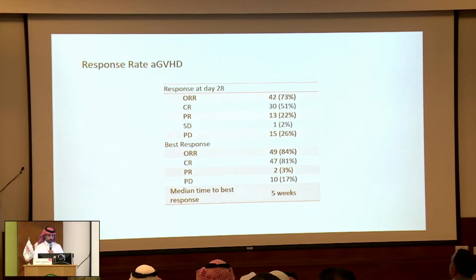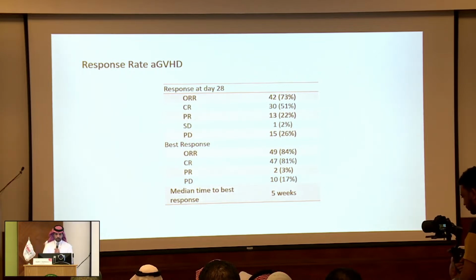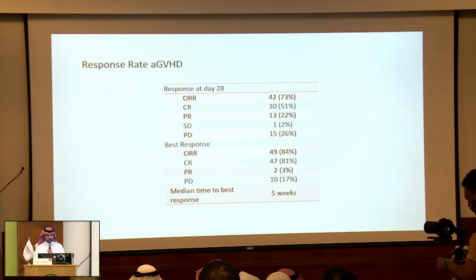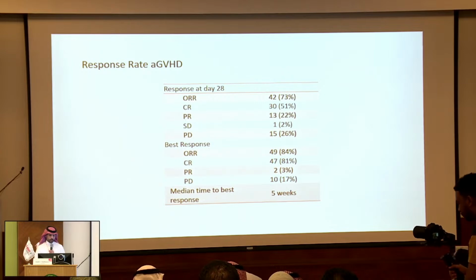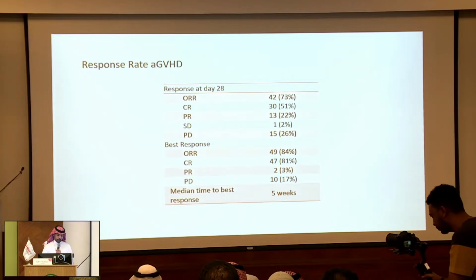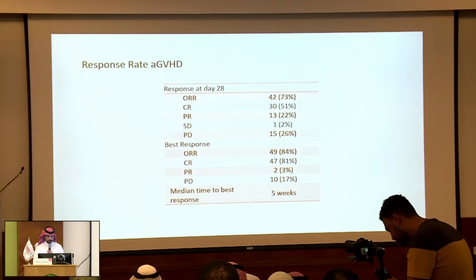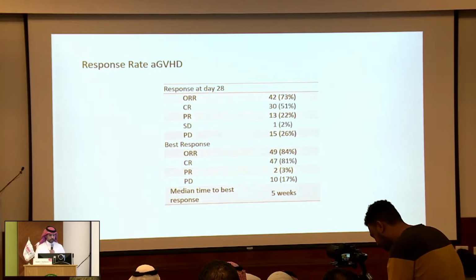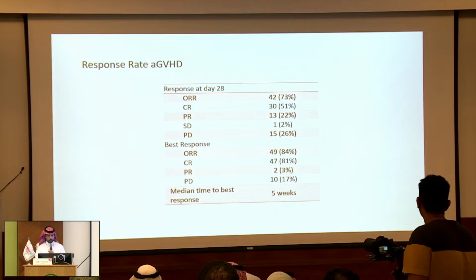So overall, the response rate at day 28 for all patients, all comers, including those who are refractory and all the patients diagnosed with GVHD, the overall response rate at day 28 was 73%, with 50% of them in CR, and 22% in partial remission, 26% in progressive disease, and the best response was actually overall 84%, and finally 80% of patients achieve CR with different lines of therapy, and the median time to this response was 5 weeks.